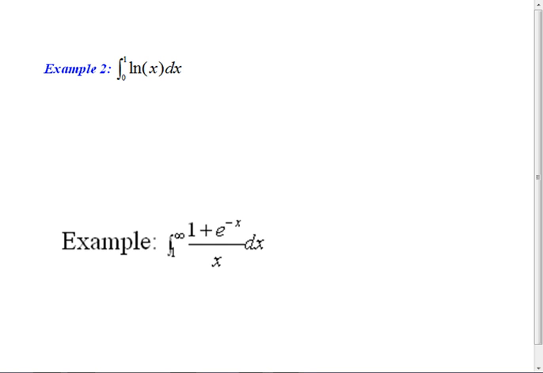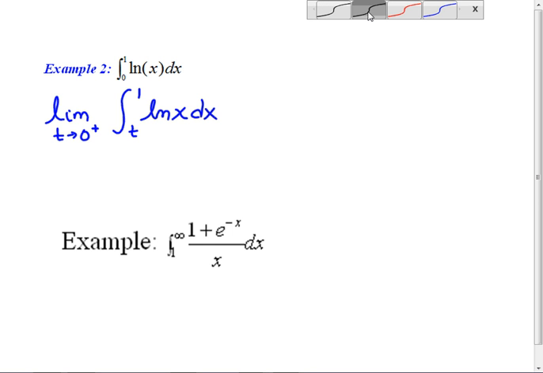Okay, guys, we're going on. How do we integrate this one? Okay, this is all a BC topic. So it's the limit as t goes to 0 from the right side of the integral from t to 1 of the natural log of x. Do you remember that, or do you want me to review this with integration by parts? I better do it then. This is integration by parts. A regular u substitution will not work.